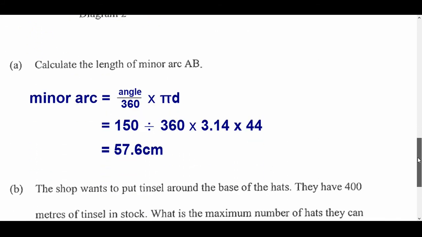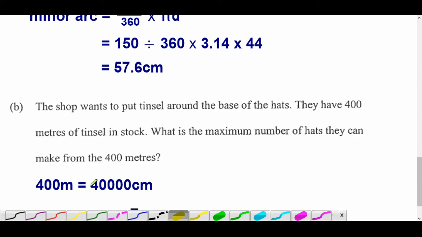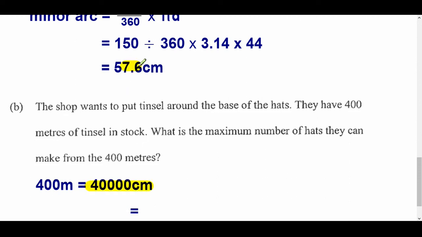57.6. Now the slight problem I've got here is they've given us 400 metres, a unit in metres, and we've got centimetres. So the first thing we do is convert this 400 metres into centimetres. There's 100 centimetres in a metre, so if I times that by 100, I'm going to get 40,000 centimetres. So that's how much tinsel I've got, loads of tinsel. To work out how many hats, basically do a divide with these two numbers. See how many of them fit into this.